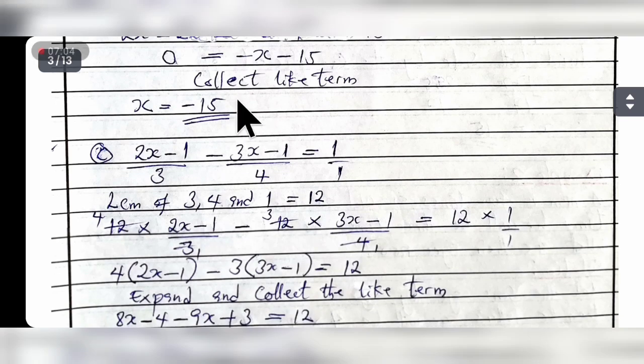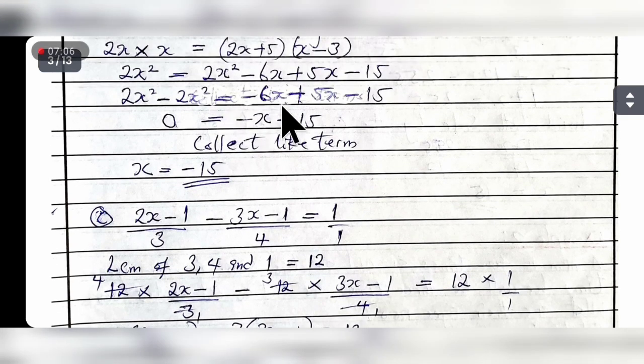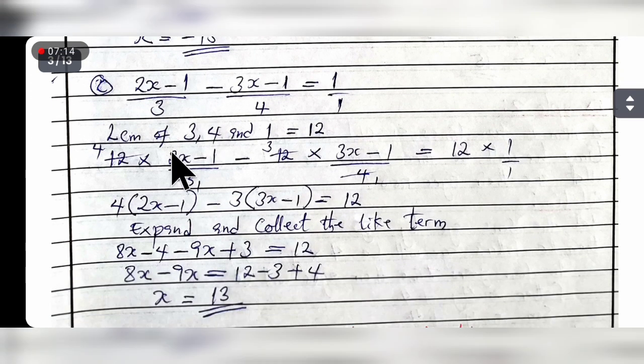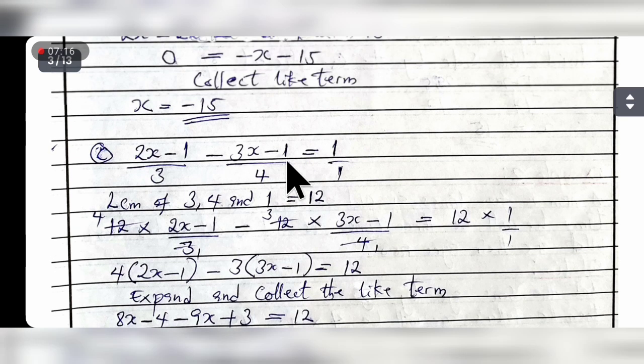Collect your like terms. By the time you collect your like terms, take this minus x to the left hand side, change to positive x, which is equal to minus 15. So x is minus 15. Example 3 is here for you.